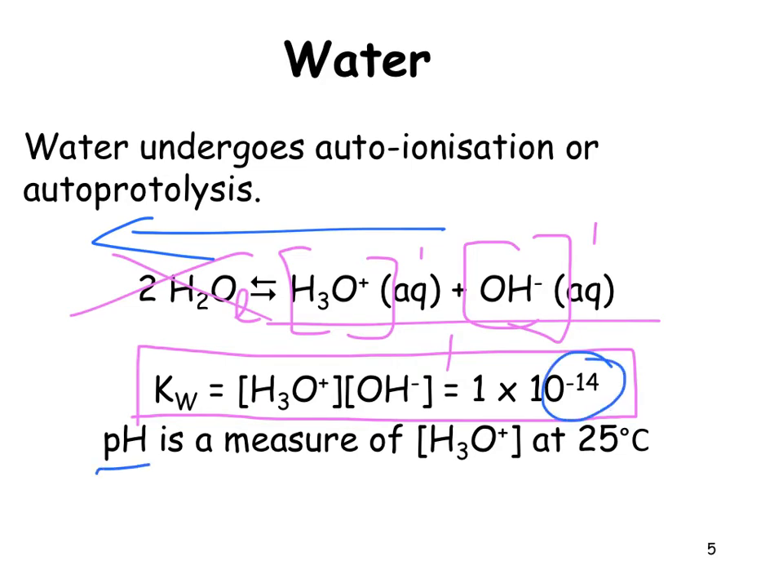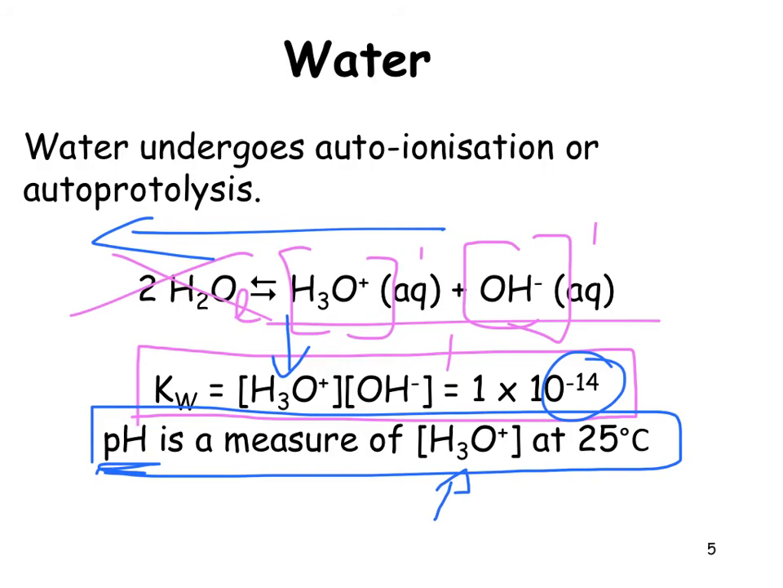When we're measuring pH, we look at the H3O+ concentration in the water context. It is a measure of the H3O+ concentration. We don't have to be able to calculate it, but you need to be aware of the fact that pH is the measure of the hydronium ion concentration.